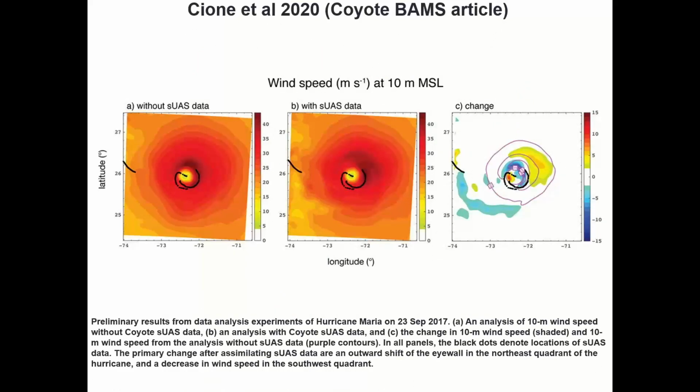This is part of Altu's work too. This is to show that structure can be changed by using this platform. On the left side, it's without UAS. This is the wind speed at 10 meters. The middle panel is with it, and then the difference field is on the right. So you can see that we really brought in the asymmetry that was not captured as well without the UAS data. And again, remember, this is essentially less than an hour.